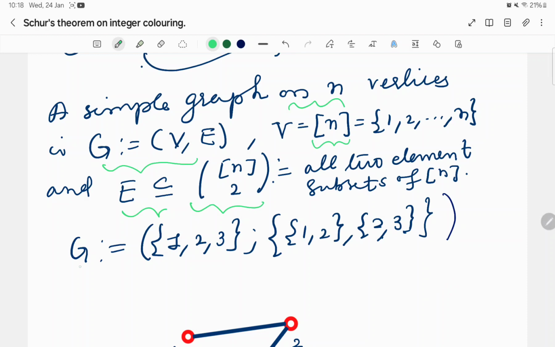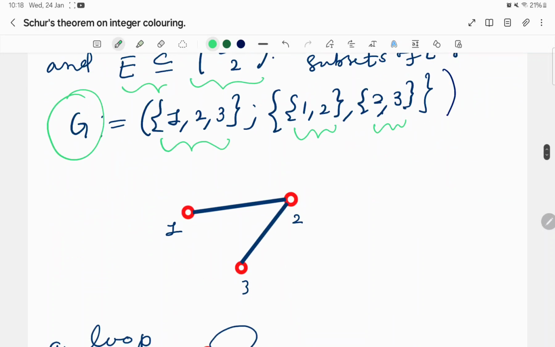I'll give you an example. Let us talk about a graph having vertex set 1, 2, 3 and the edge set {1,2} and {2,3}, because they are 2-element subsets. So you have vertices 1, 2, 3 and the connection is given like this: 1 2 is an edge, and 2 3 is an edge. This explicitly gives you the structure of a graph.